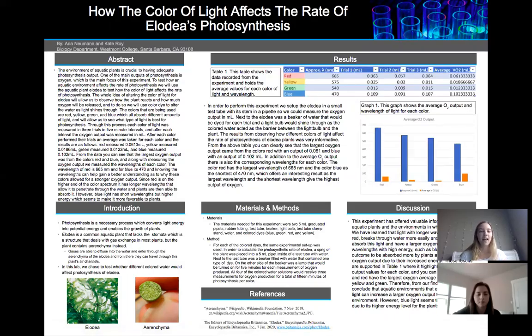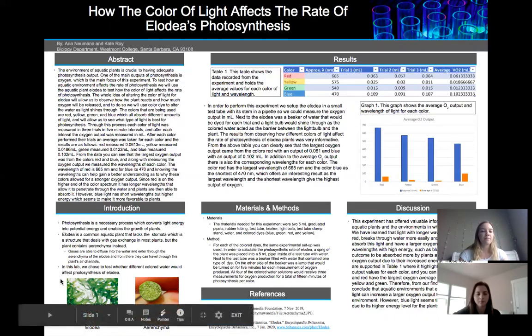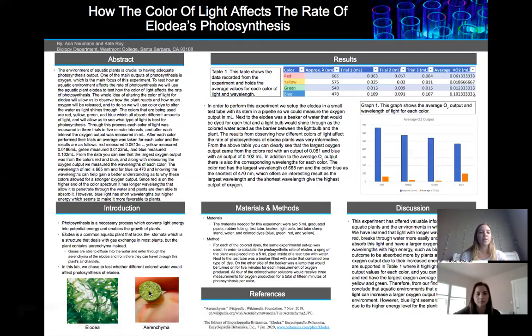Parenchyma, as shown in the picture at the bottom of the introduction section, is what parenchyma kind of looks like. Through these little holes, gases are able to diffuse into the water and then enter through the parenchyma of the Elodea, and from there they can travel through the plant's air channels. So the main question in this lab is whether different colored water would affect photosynthesis of Elodea.